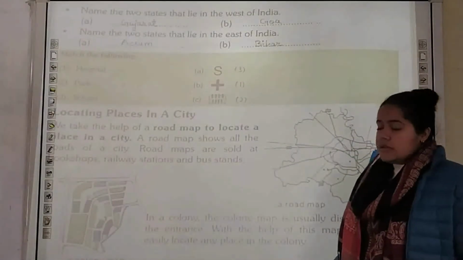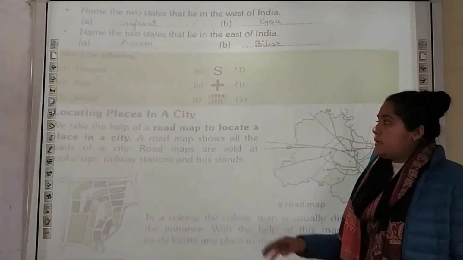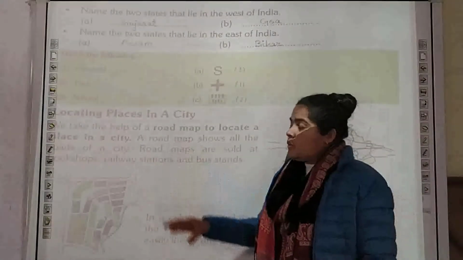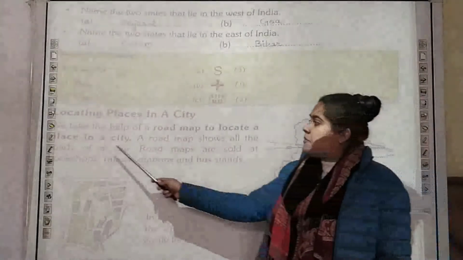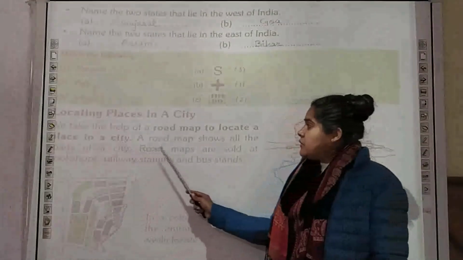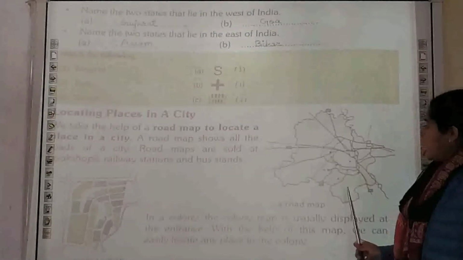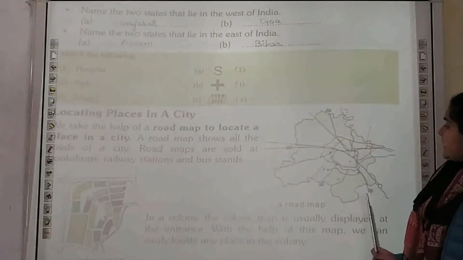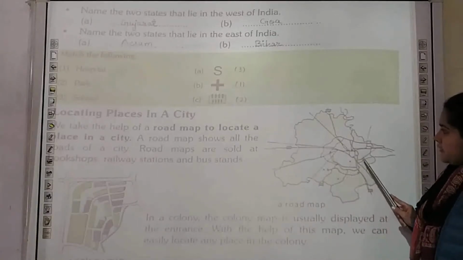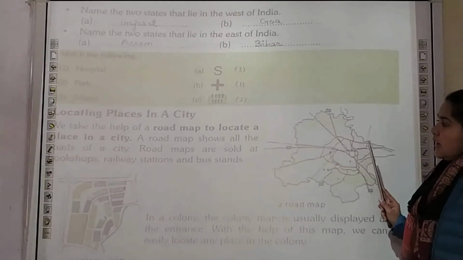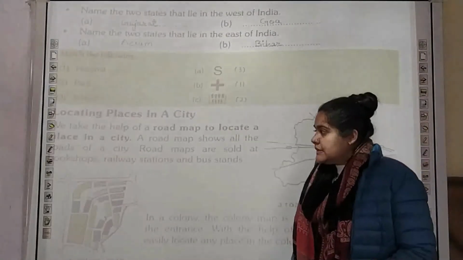Now next thing is locating places in a city. How can you find different places in a city? With the help of a road map. Road maps help us to locate the places in the city. A road map generally shows all the roads of the city. You can see here a diagram. This is a particular state and different roads are given here. These are connecting different cities. So this road map is generally helping you to locate different cities.